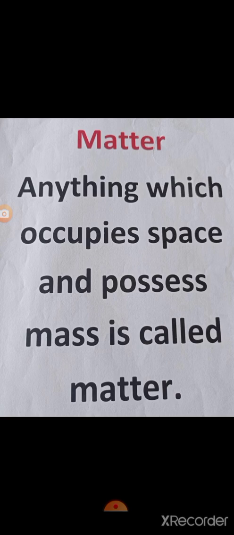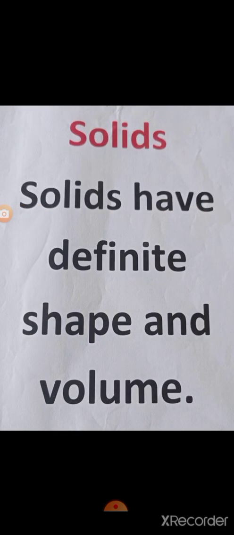Now come to the states of matter. Generally, it occurs in three states: solid, liquid, and gas. First, have a look at solid. Solid has a definite shape and definite volume. Means it looks like a definite shape. When we look at a solid thing, it has a definite shape and it possesses a definite volume.